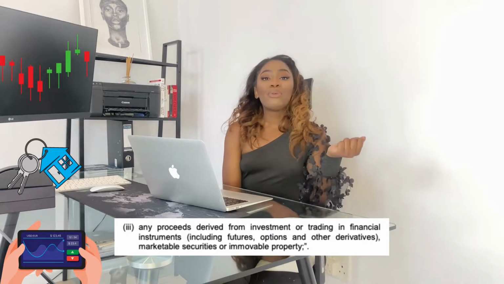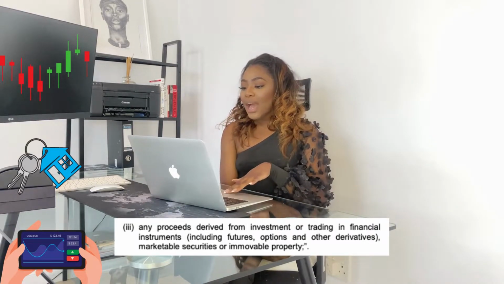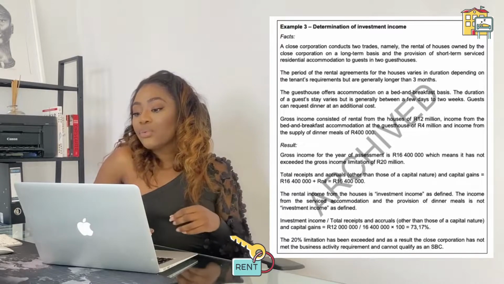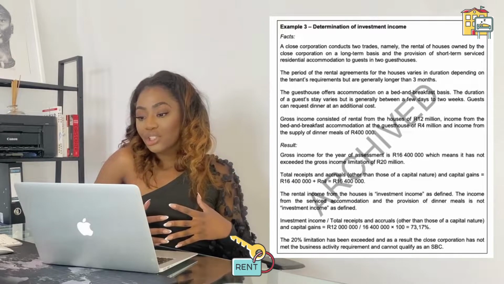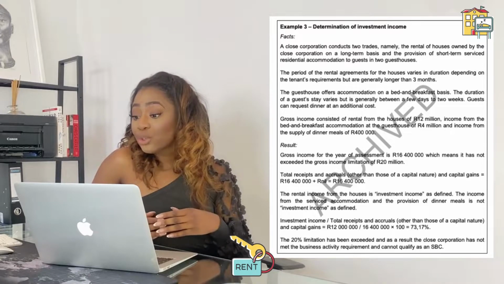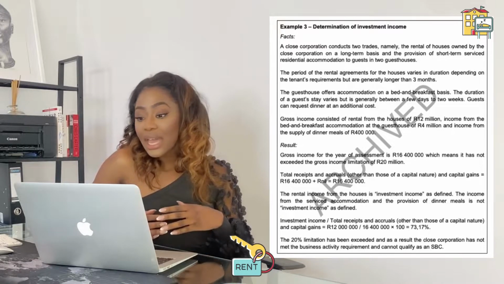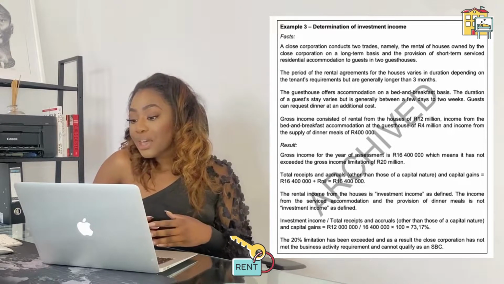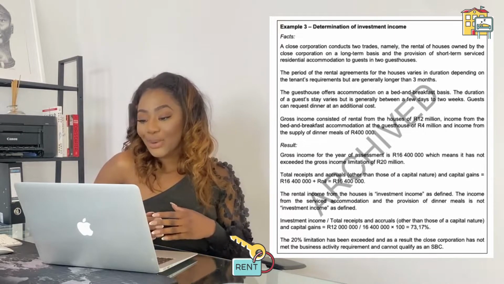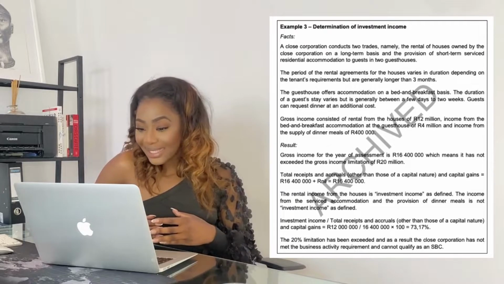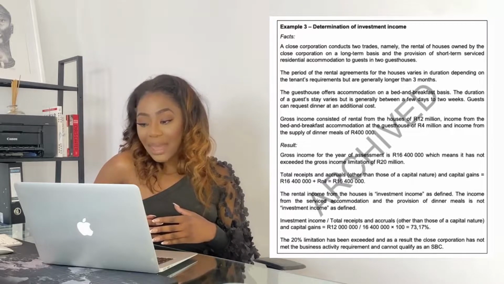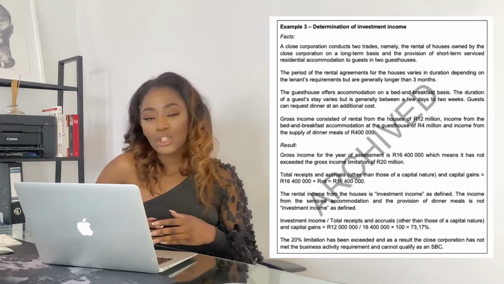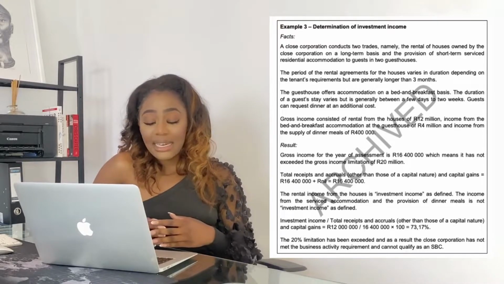Marketable securities or immovable property. Now let's go through an example that SARS gives us. A closed corporation conducts two trades, namely the rental of houses owned by the closed corporation on a long-term basis and the provision of short-term service rental accommodation to guests in two guest houses. The period of the rental agreements for the houses varies in duration depending on the tenant's requirements, but are generally longer than 3 months. The guest house offers accommodation on a bed and breakfast basis. The duration of a guest stay varies, but is generally between a few days to 2 weeks. Guests can request dinner at an additional cost.